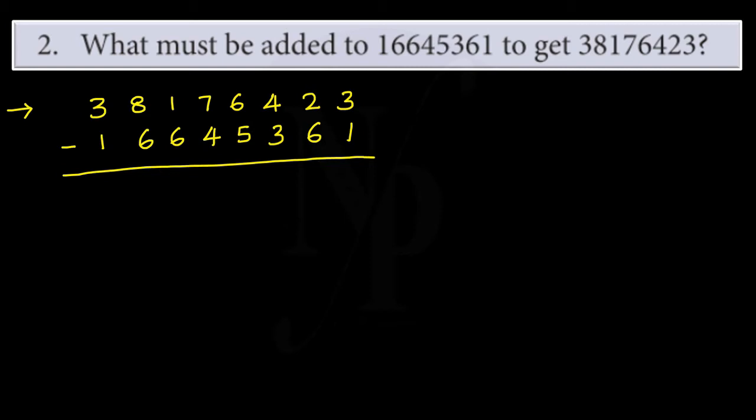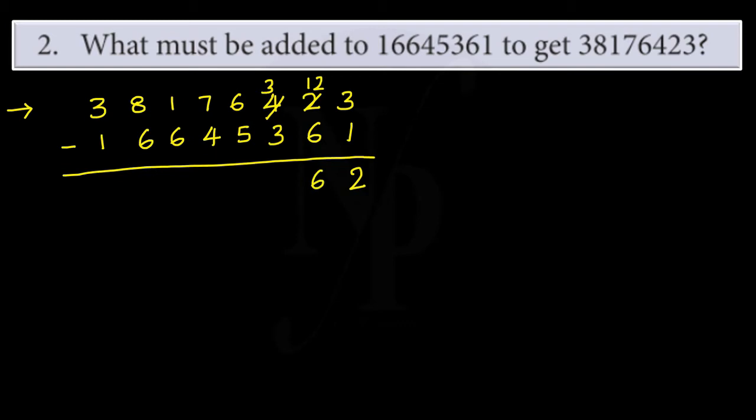Subtract now. Subtract 1 from 3, you get 2. Subtracting 6 from 2 is not possible. Regrouping is needed. Make this 3 and this will become 12. Subtracting 6 from 12, you get 6.